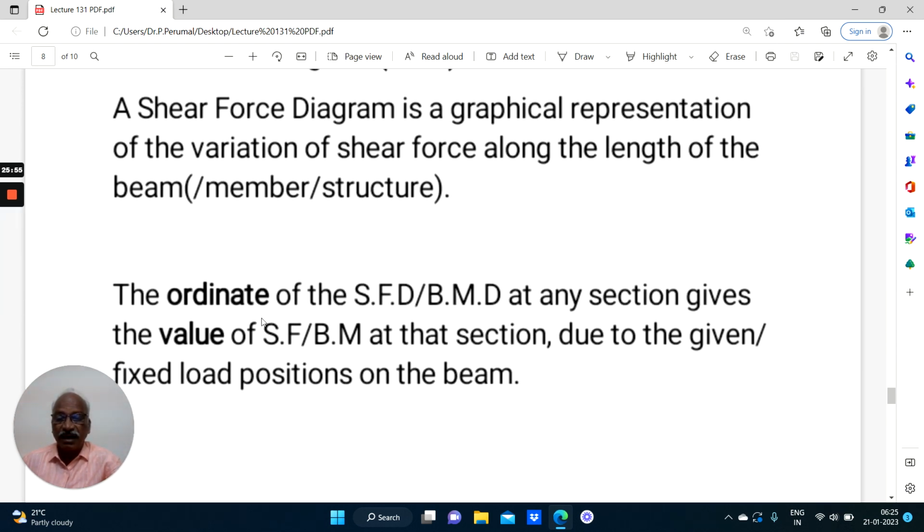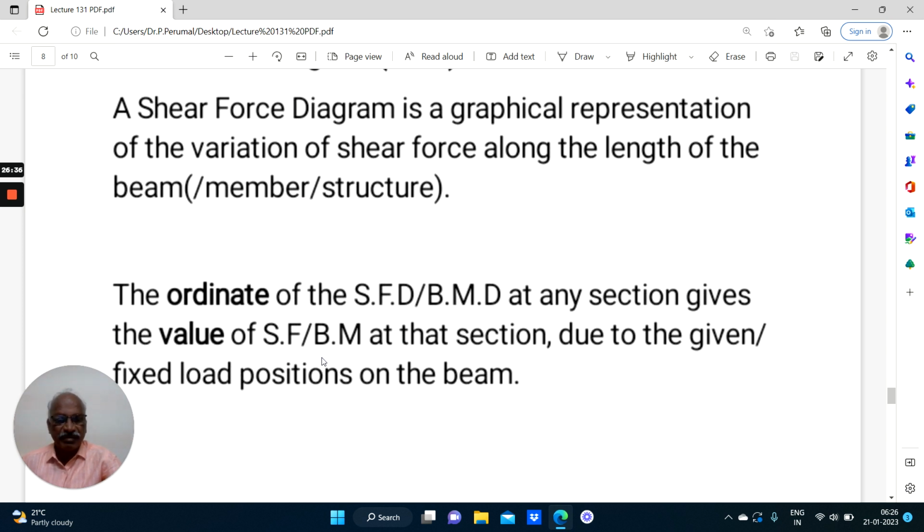The ordinate of the shear force diagram at any section gives the value of shear force at that section due to the given loading or fixed load positions, because later we are going to discuss about moving loads also. So that is why we have to be very specific, right? Similarly, the ordinate of the bending moment diagram at any section gives the value of bending moment at that section due to the given fixed load positions on the beam.